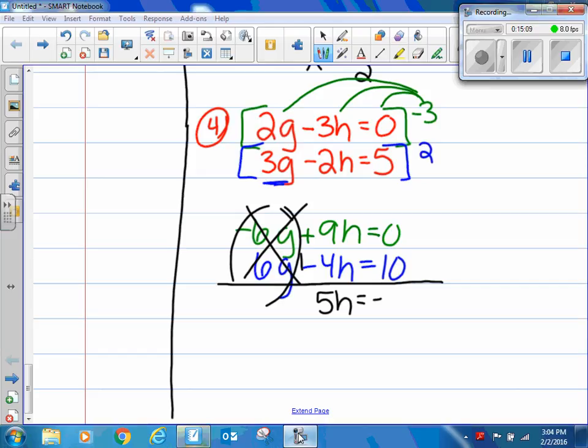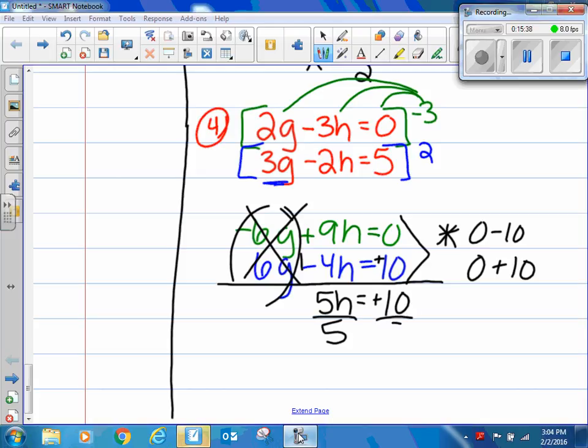Now a hint right here. This 10, remember, you're combining like terms. You're not subtracting. So this is not 0 minus 10. This is you have a 0 and you have a positive 10. So make sure that we're noticing that, because I almost made that mistake for a second, right? We're not subtracting 10 from 0. We're combining like terms. You have a positive 10. This is technically positive, and that 0. So 0 plus 10 is 10. Divide both by 5. h is equal to 2.